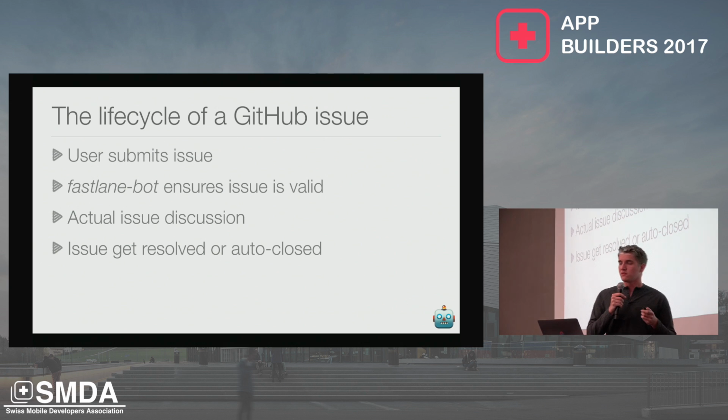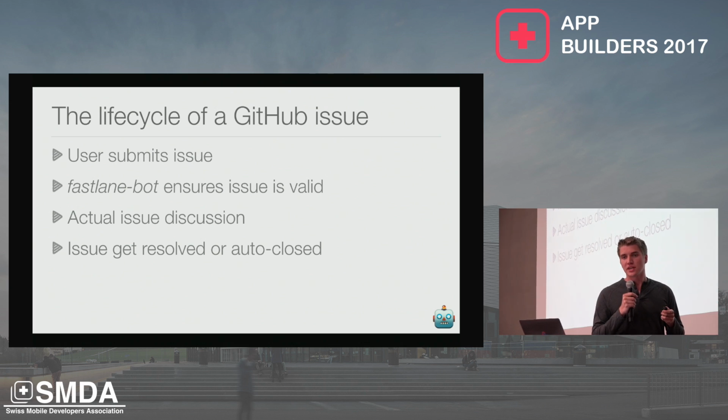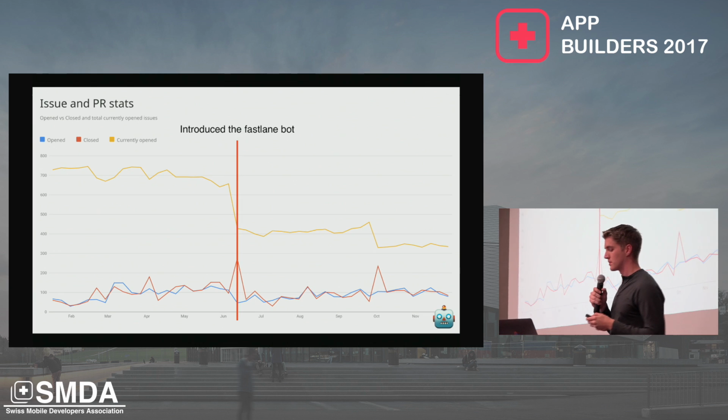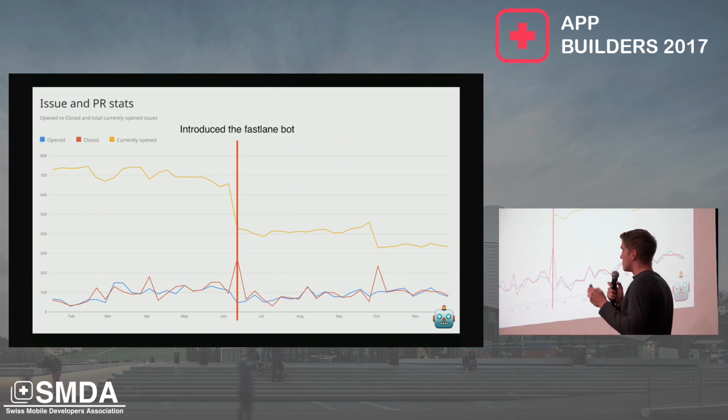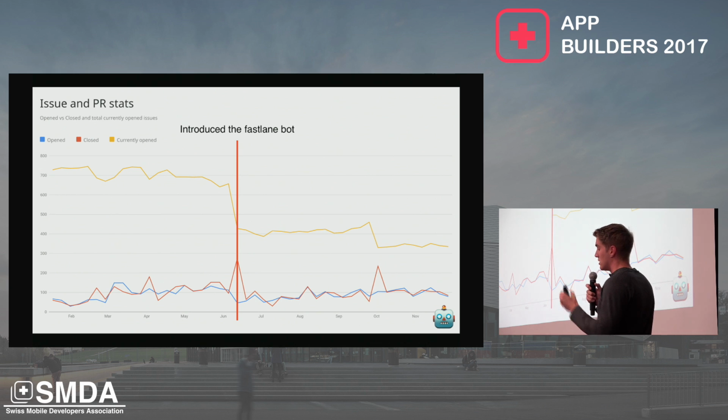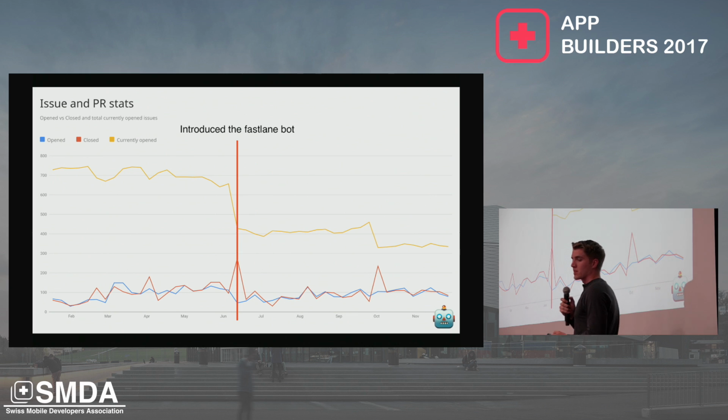So with all these bot features, how much did it actually help for the Fastlane project? By just introducing those few bot features, we reduced the number of open issues and PRs dramatically. We went from over 700 open tickets to less than 300, and we stayed there for the last 8 months.